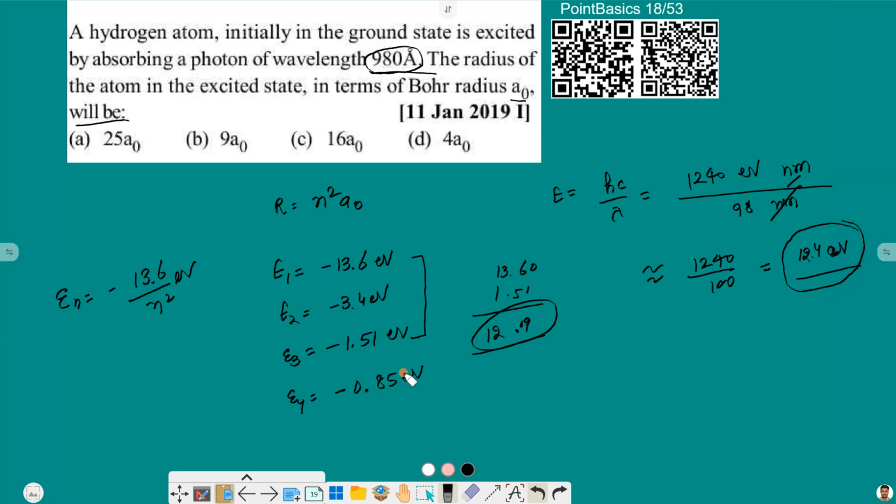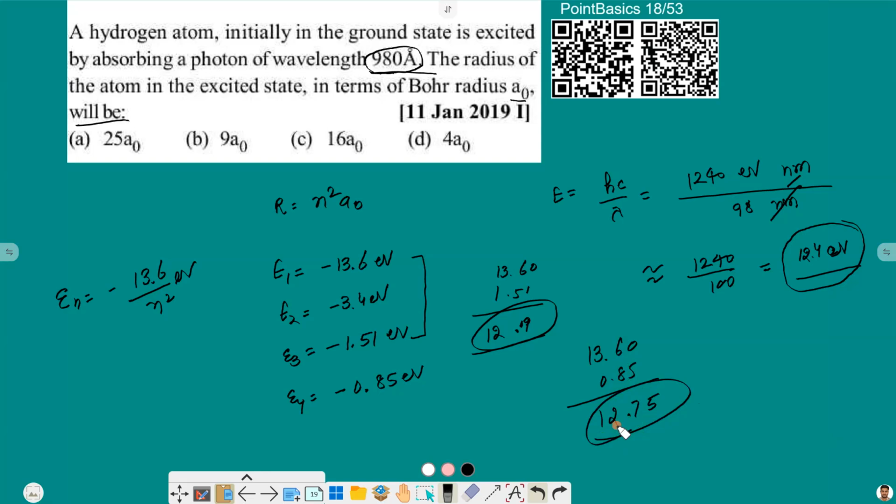So now for the first and fourth level, we will have 13.6 and here we have 0.85. So this will be 12.75 electron volt.